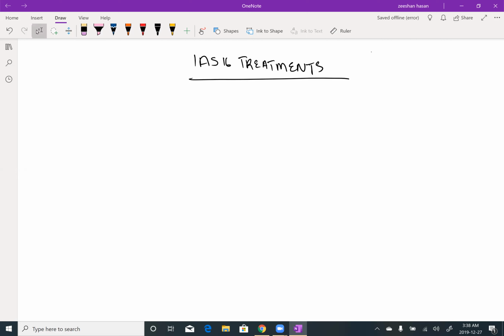All right, welcome back. It's time for IAS 16 treatments, and IAS 16 allows a choice of accounting treatment for property, plant, and equipment. And what are those choices? Number one, we have cost model, right? And number two, we have revaluation model.